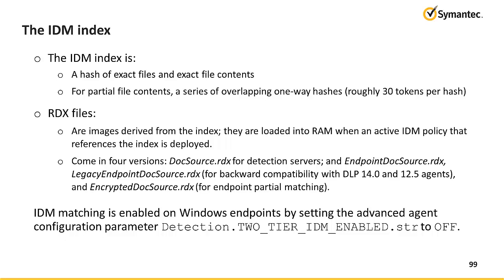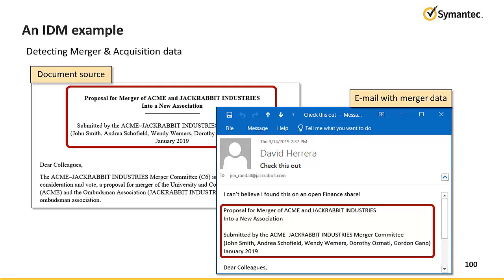The detection servers and endpoints load the index into RAM when an active IDM policy that references the index is deployed to them. When a Discover scan analyzes a file containing all or part of your IDM document source, Symantec DLP uses the IDM index to detect matches and create an incident. In the example shown here, Symantec DLP has detected content in an outgoing email that matches part of a file in a document source that has been indexed from merger documents.